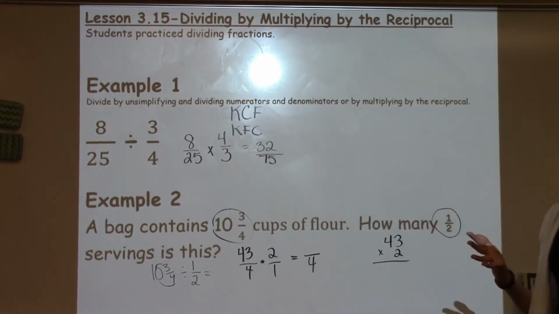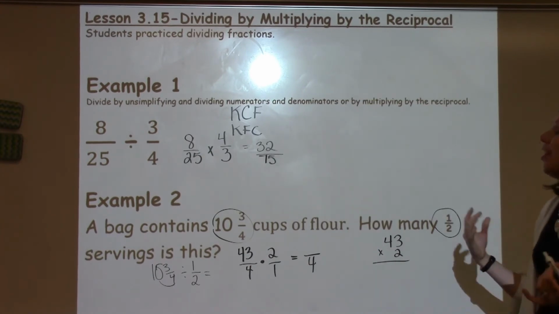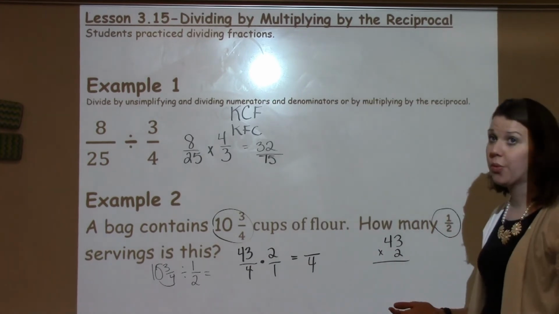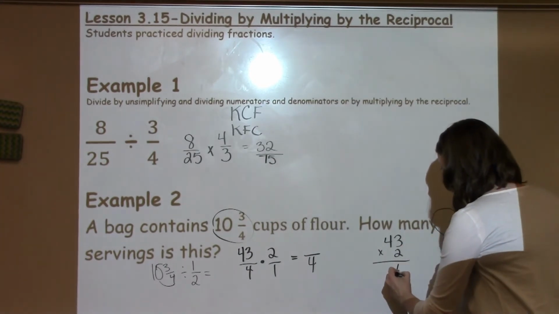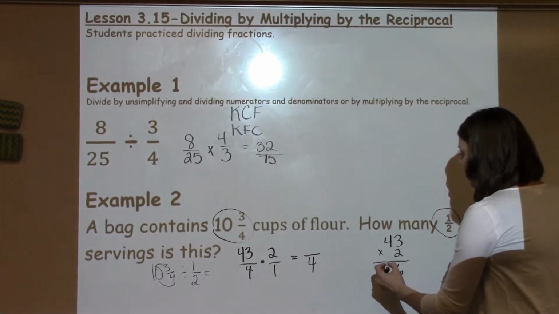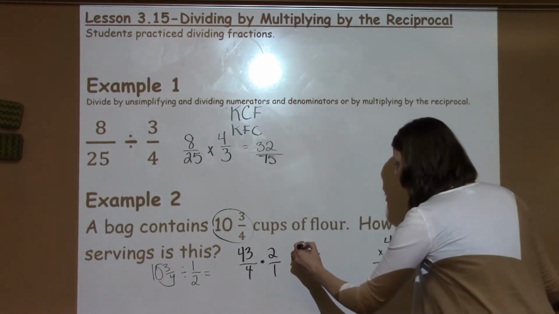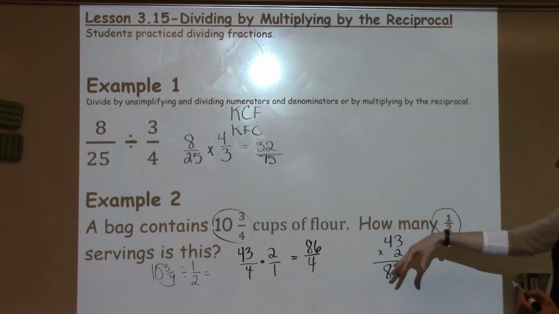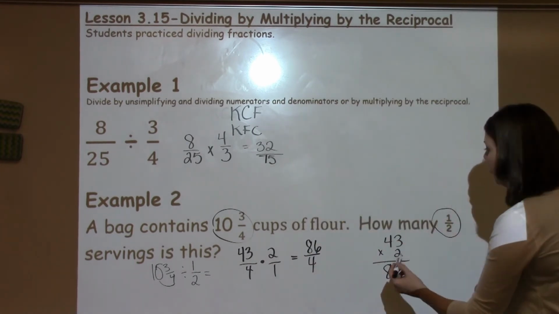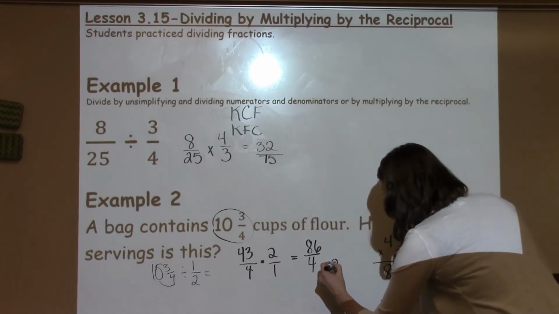Some students might be able to do this in their head. We always encourage if students are 100% sure of the answer, just to go ahead and show their work to confirm that their answer is correct. 3 times 2 is 6, and 4 times 2 is 8. So I have 86. As we talked about before, this is an improper fraction, so we need to go ahead and divide. I'm going to work right over here. I'm going to take 86 divided by 4.